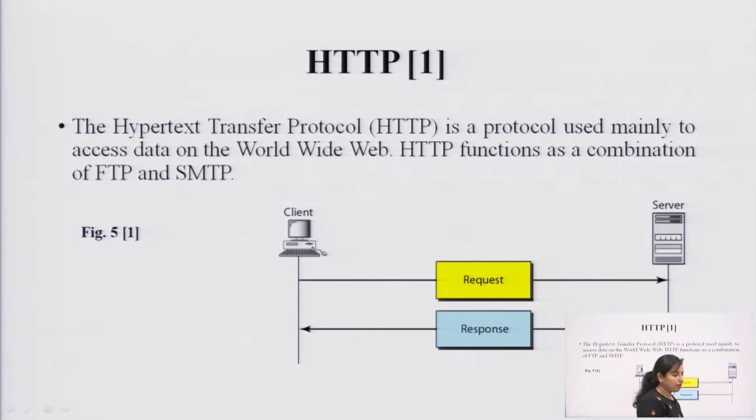Now, HTTP comes with the web, the WWW, because any particular website will be written like www.https, if I am not wrong, then the particular website will be there and then .com. So, hypertext transfer protocol is required with the www. It is a protocol used mainly to access the data on the World Wide Web. HTTP functions as a combination of FTP and SMTP.